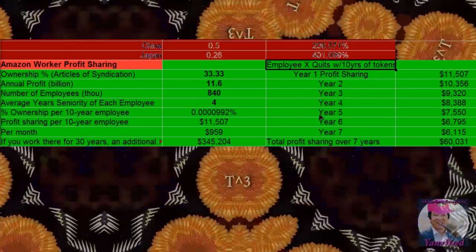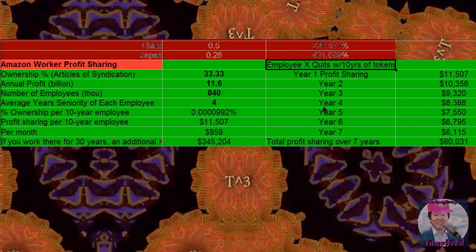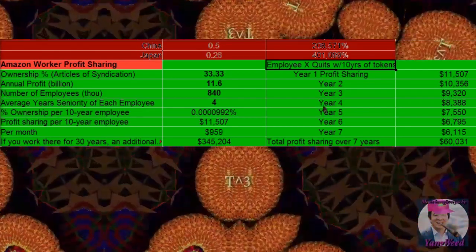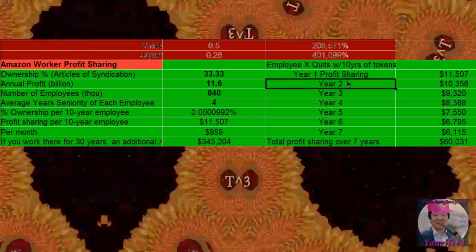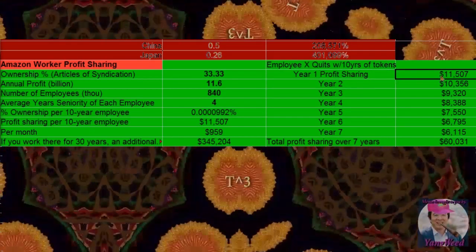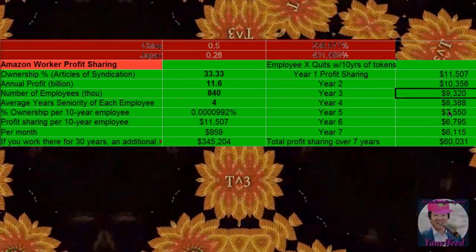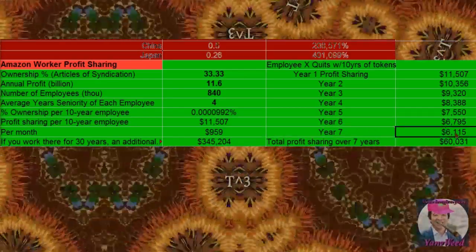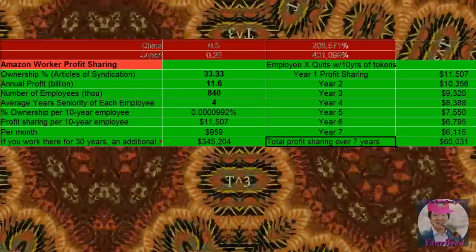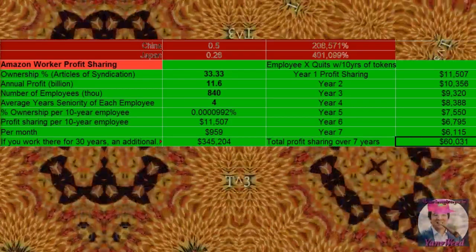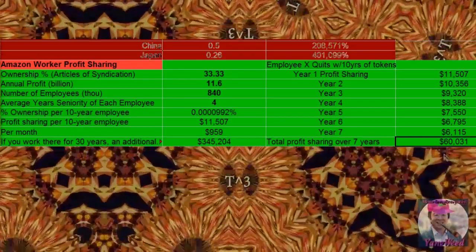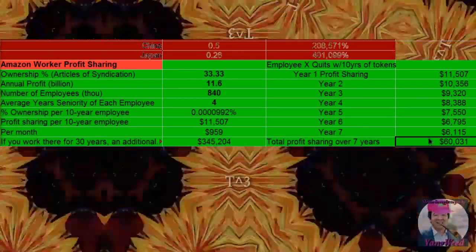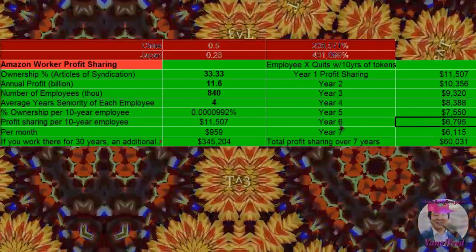Now, you can quit with 10 years worth of labor tokens, and it essentially works as a pension system automatically built in that slowly scales down 10% per year due to the depreciation. So if you do the math on this, this is year 1, year 2, year 3, year 4, year 5, year 6, and then it keeps going, it keeps shrinking, but after 7 years, your pension has paid you $60,000 even though you're not working, which is really incredible.